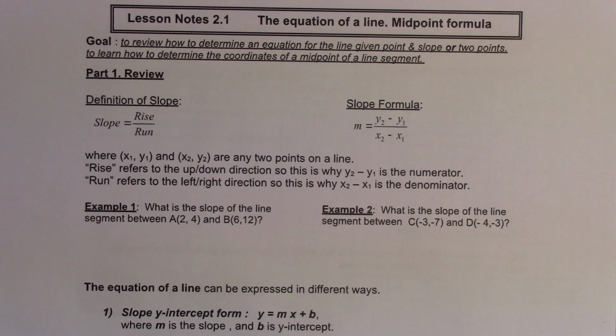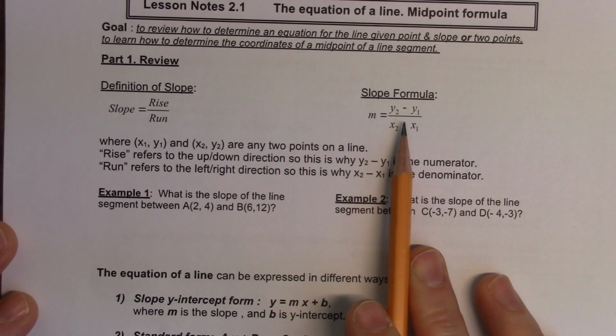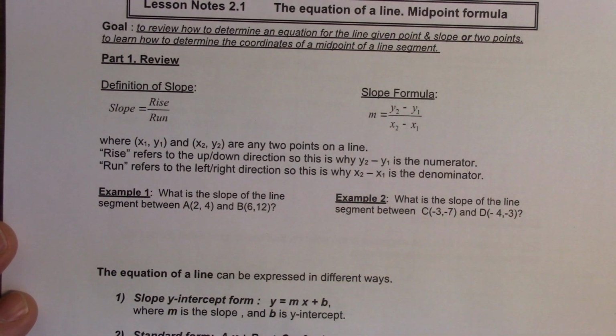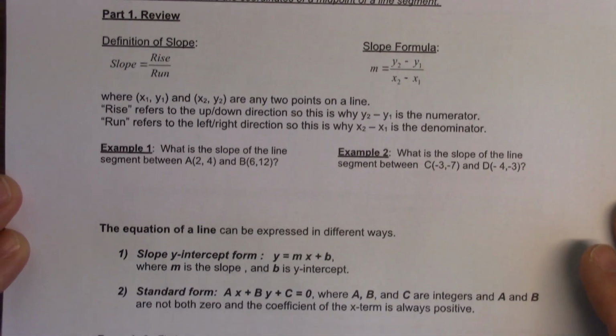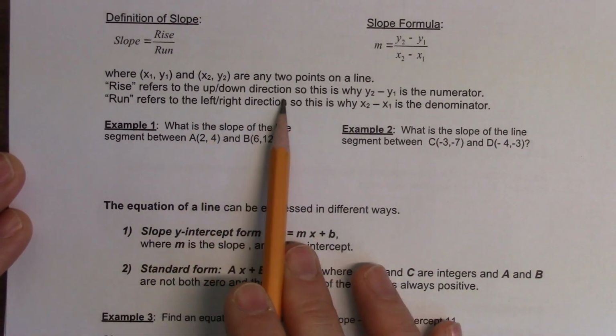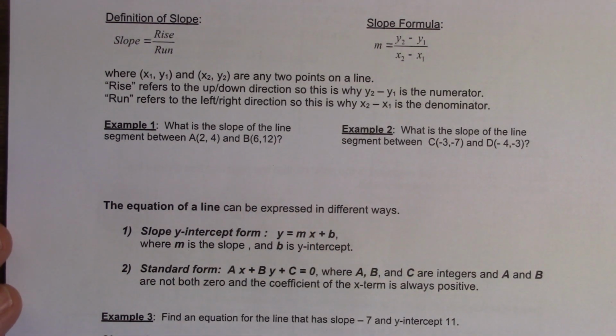Okay, so our goal for this lesson is to review how to determine the equation for a line given a point and slope, or 2 points, and to learn how to determine the coordinate of a midpoint of a line segment. Remember, slope is rise over run, and our slope formula is y2 minus y1 over x2 minus x1, where x1, y1 and x2, y2 are any 2 points on a line. Rise refers to the up-down direction, and run refers to the left-right direction.